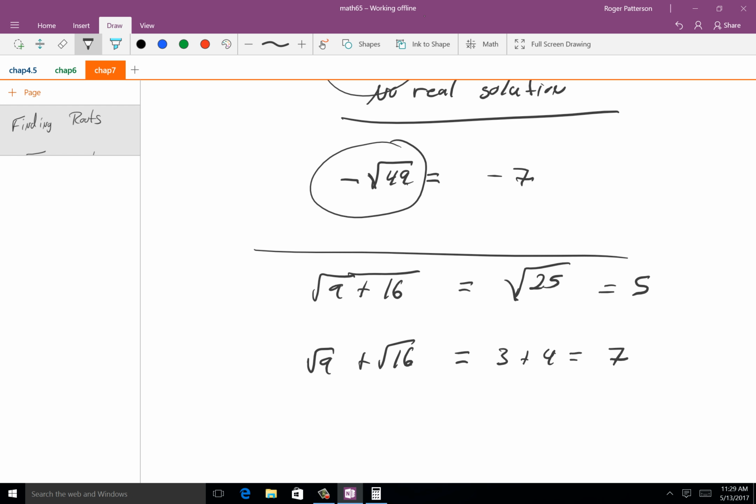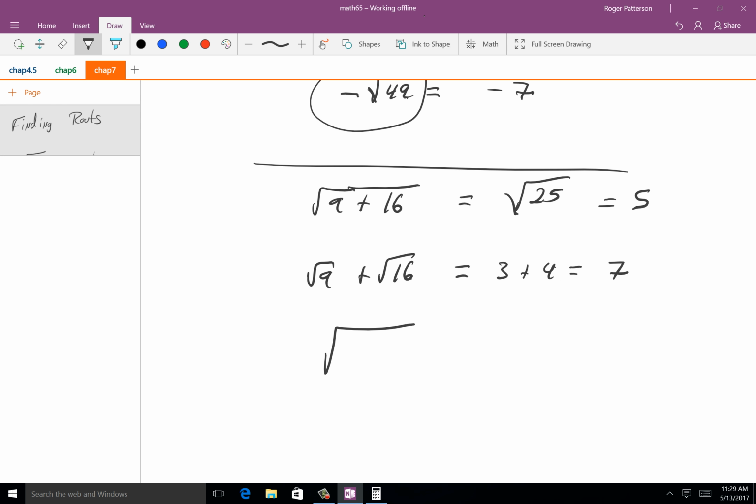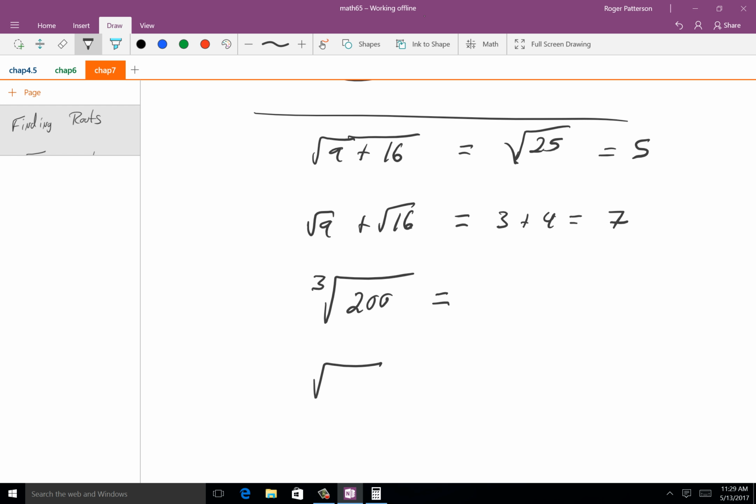Until your next class. Okay. Let's see. Oh, cube root. And square roots that aren't nice ones.